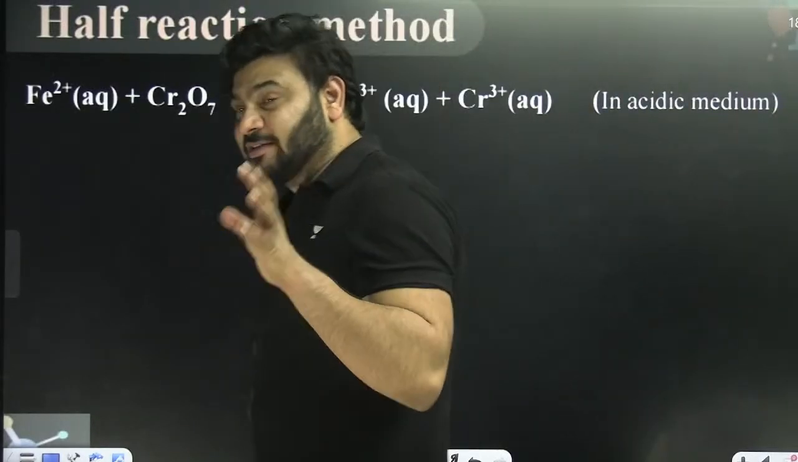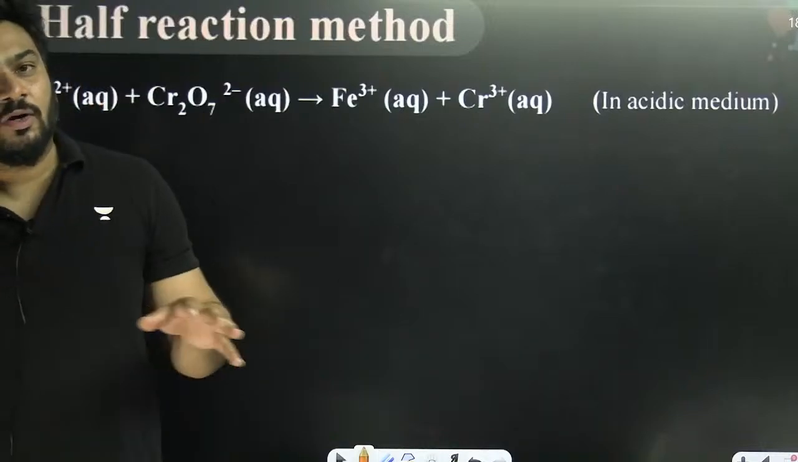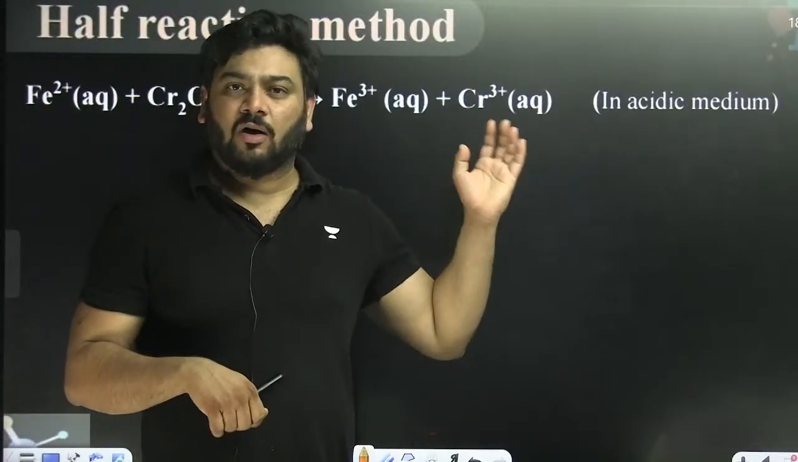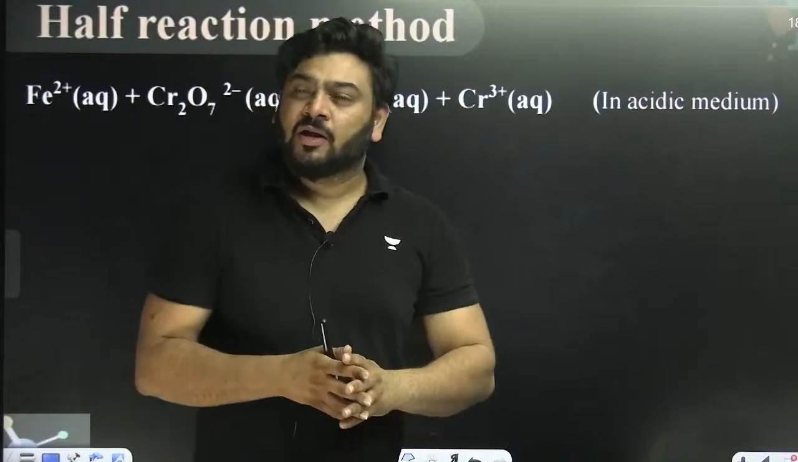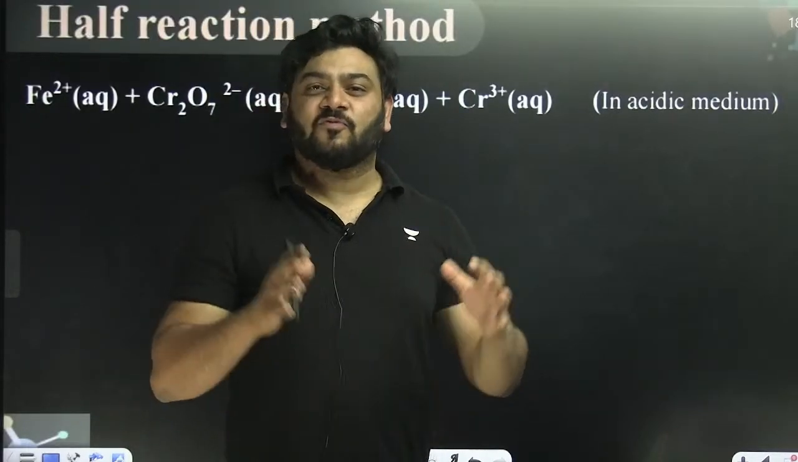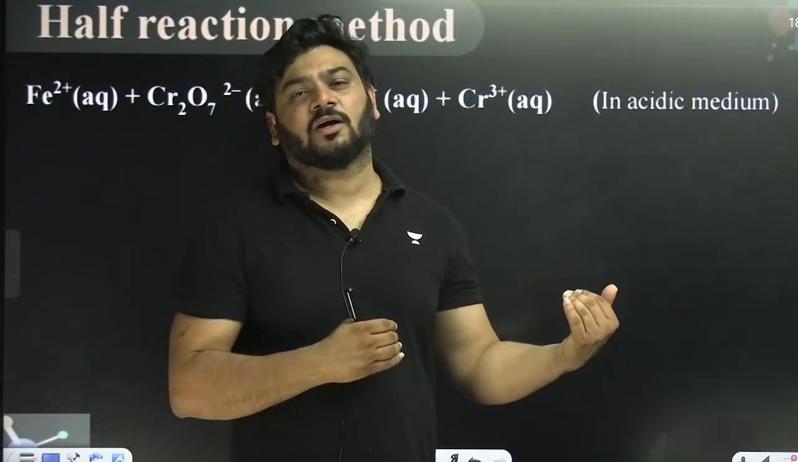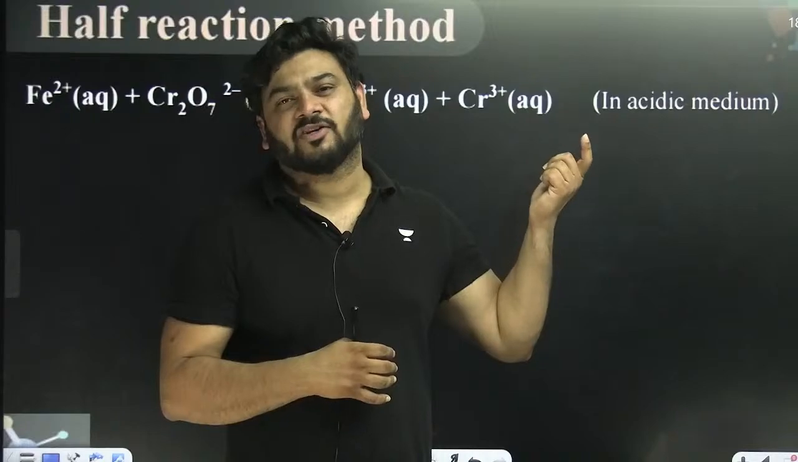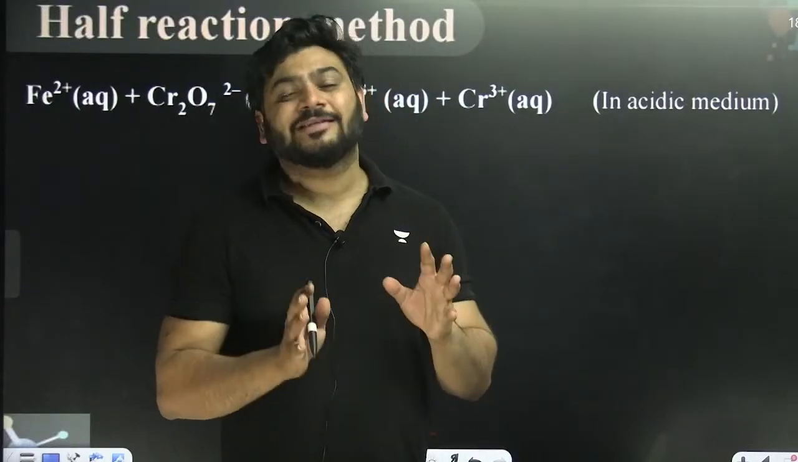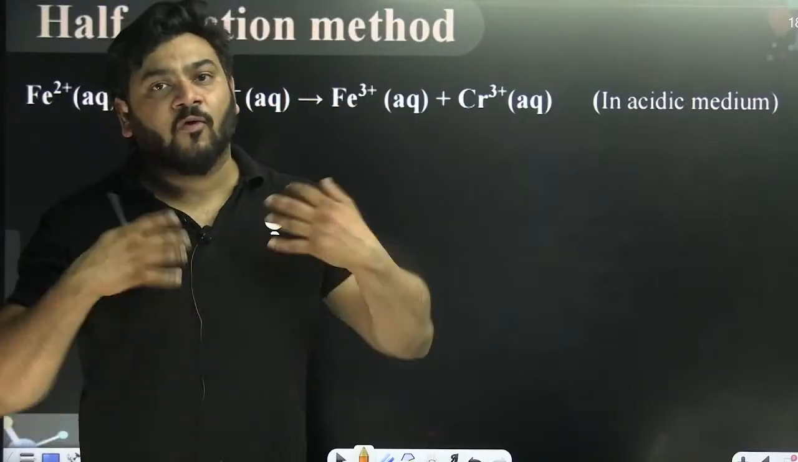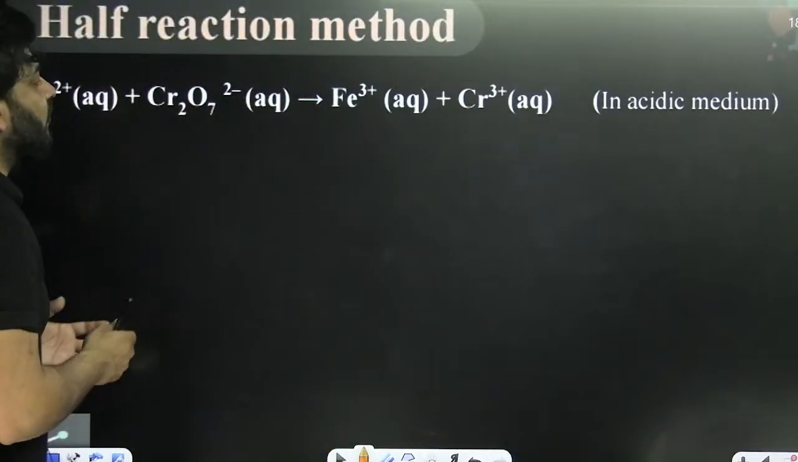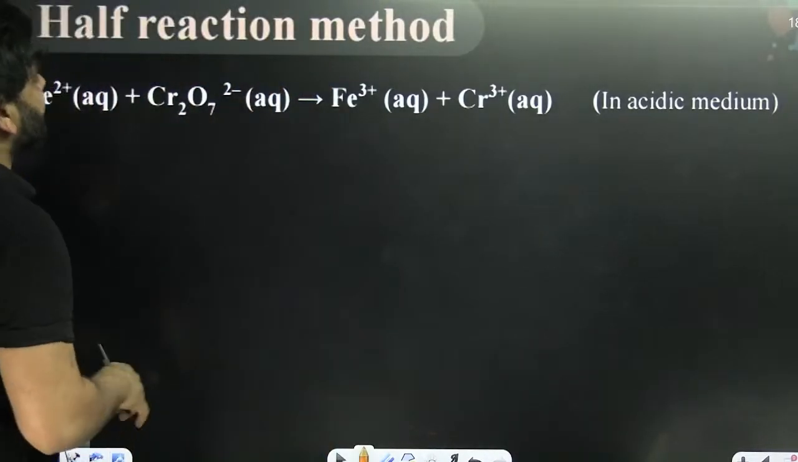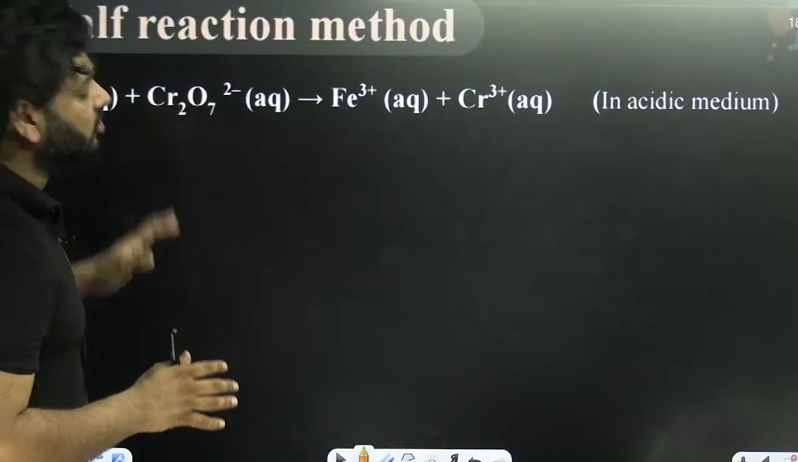There is a set of things that we have to follow while balancing something under the half reaction method. There is one more thing I want to add: a few of the points from the oxidation number method and this half reaction method are very common. So please engage yourself and be more focused right now, because the upcoming 5 minutes are going to be highly important for all of us. Very first thing is you need to identify where you are getting the oxidation and reduction.